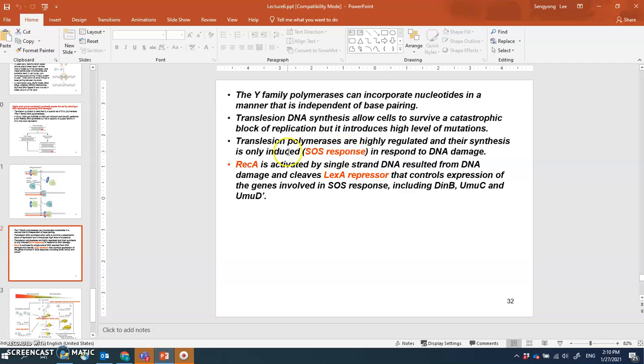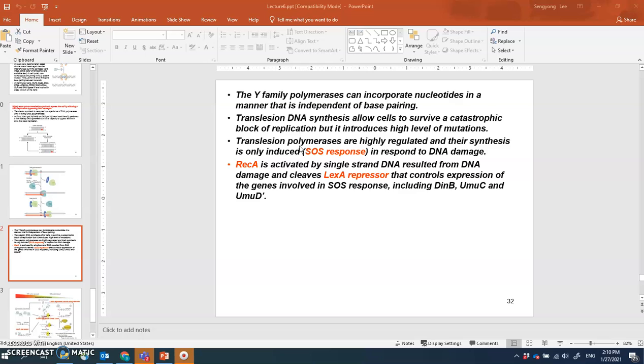That's a stressful condition where cells are maybe exposed to UV light and things like that, in response to DNA damage. So they are not always doing their job. They are only made available during the stressful condition. Cells are coping with a lot of stress and mutation. It's a matter of life or death kind of situation. Then these special polymerases are made available, and they can complete the replication, and they can make a bunch of mutations.